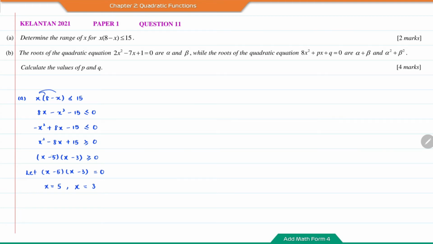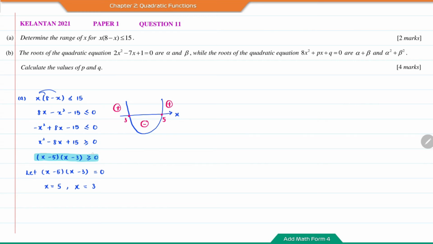So from the factorization part here, we know that a is a positive value. So we're going to draw a small graph here. And this is going to be the x. And we have the roots of 3 and 5. So 3 is going to be on the left hand side and 5 on the right hand side. So above the x-axis is going to be the positive ones and below the x-axis is the negative ones.